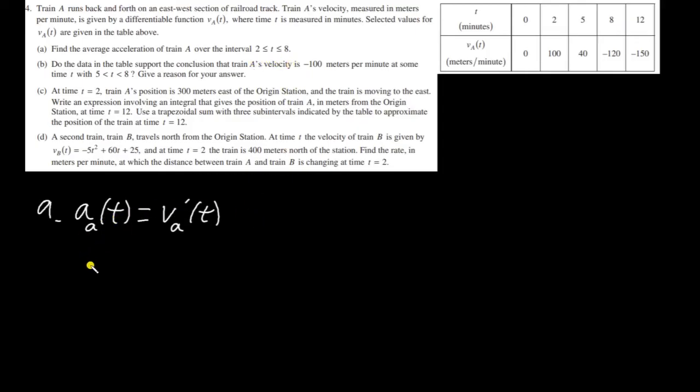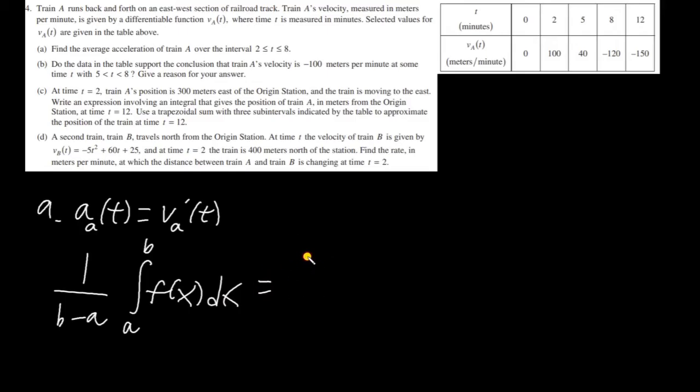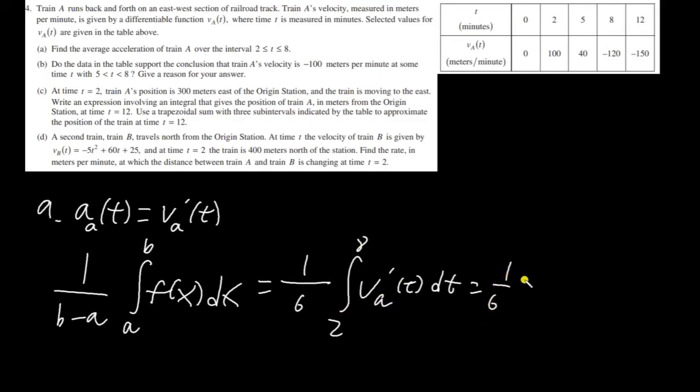So the formula for average value is 1 over b minus a times the integral from a to b of f of x dx. Okay? And so if I plug in all my stuff, I'll have 1 over 8 minus 2, which is 6, times the integral from 2 to 8 of v prime sub a of t dt. Okay? And then if I integrate the derivative, they're both going to cancel out, and I'll just get v sub a of t, going from 2 to 8, right?